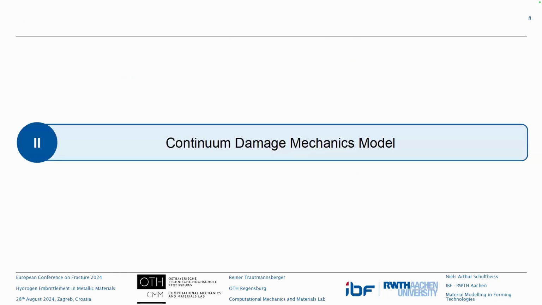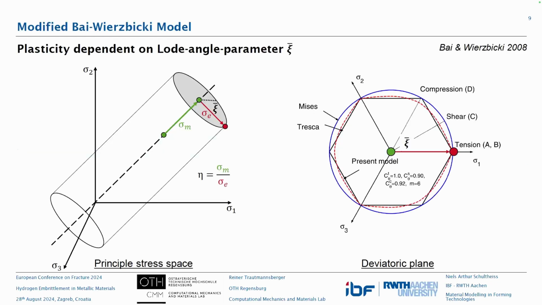We are moving forward to the continuum damage mechanics model. This is the modified binary splitting model we are very familiar with at our research lab. Our damage mechanics models always consist of two parts. One is plasticity, the other one is damage. First, the plasticity is dependent on load angle. Load angle is in reference to the third invariant of the deviatoric stress tensor.